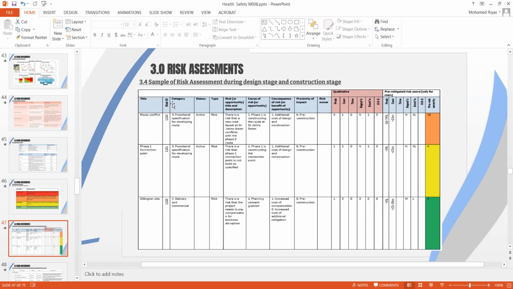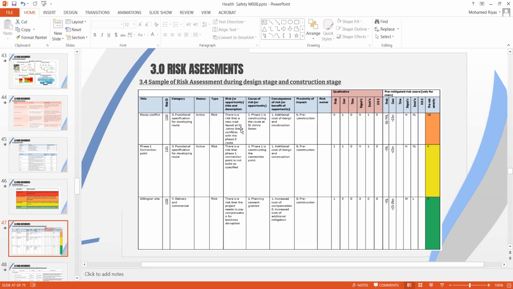110. And you can have categories also if you want: functional specification for developing the route. This is what has been written here. You can have a status, whether it's active or closed, so it's easy to track. Then the type: is it a hazard or a risk? It's a risk here.